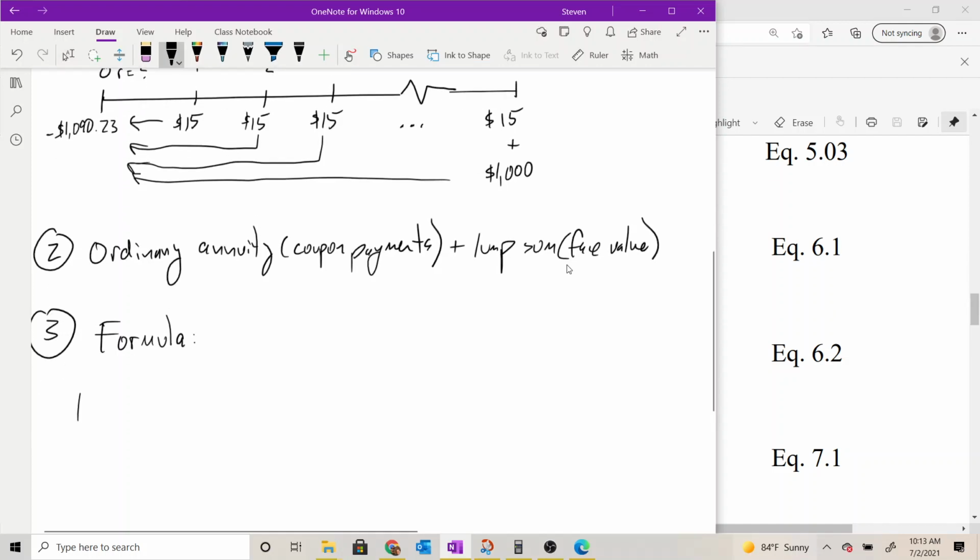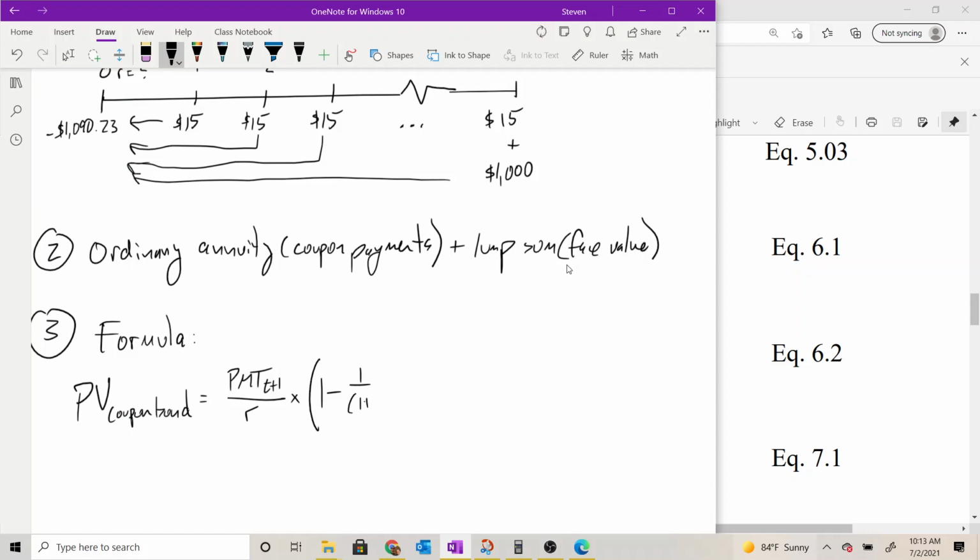So for the price of a bond, we call it PV of a coupon bond on the formula sheet. We have a combination of the present value of an ordinary annuity, so the payment, first payment, divided by the interest rate times the quantity, 1 minus 1 plus the interest rate raised to the negative n. This is the present value of an ordinary annuity formula. This will give us the present value of the coupon payments, and then we're going to add to that the present value of a lump sum formula, and this will give us the present value of the face value.